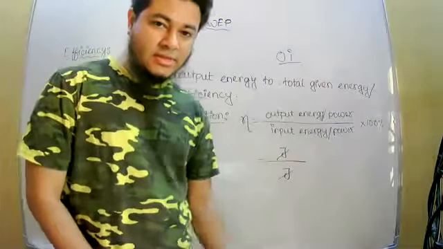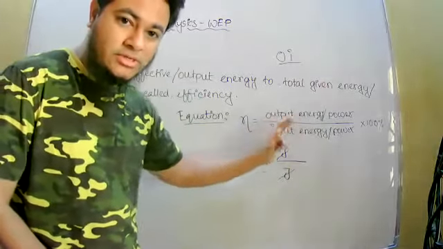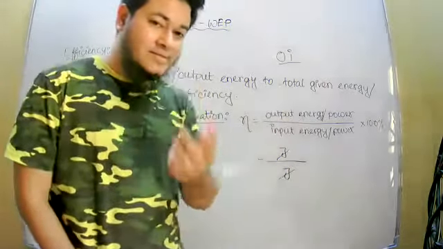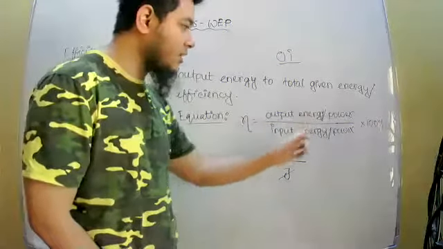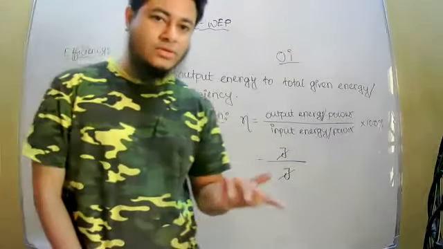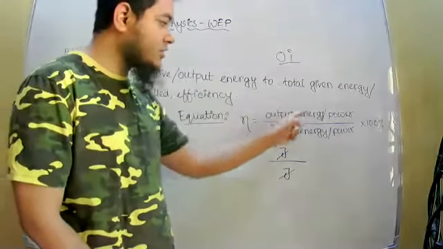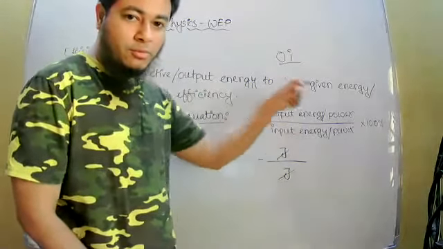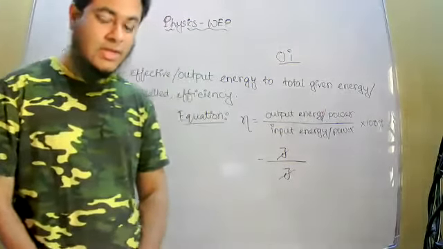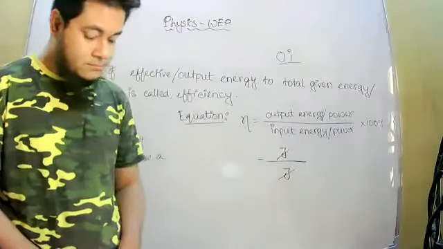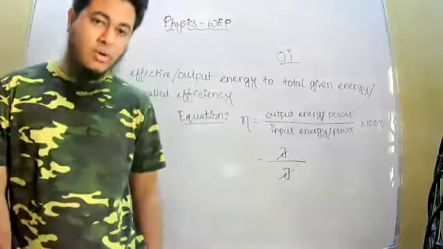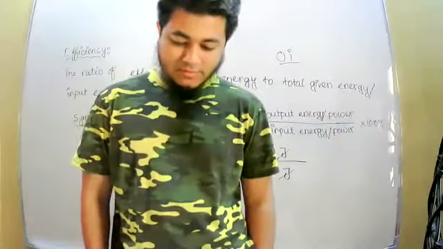You can write it as output energy divided by input energy, or sometimes in the numerical problem you will see that they have written output power divided by input power. That is also called efficiency. No problem, it will give you the same answer. So either you will write output energy by input energy, or you will write output power divided by input power, depending on the given information in the question. Is it clear? Yes, sir.